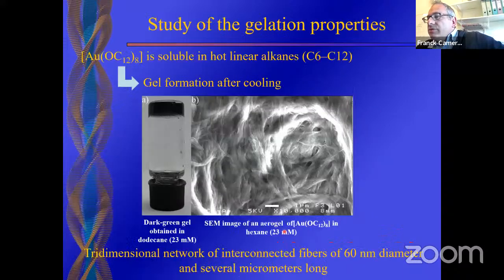But I was also interested to see if this molecule was able to make gels. And in fact, this molecule is soluble in hot linear alkane, and when you cool down, you have formation of gels. Here is a picture of the gel. It's a dark green gel, and inside you have fibers, due to the stacking of this molecule in columns. These gels are formed by a three-dimensional network of interconnected fibers, here with a diameter of 60 nanometers, extended over several micrometers in length.